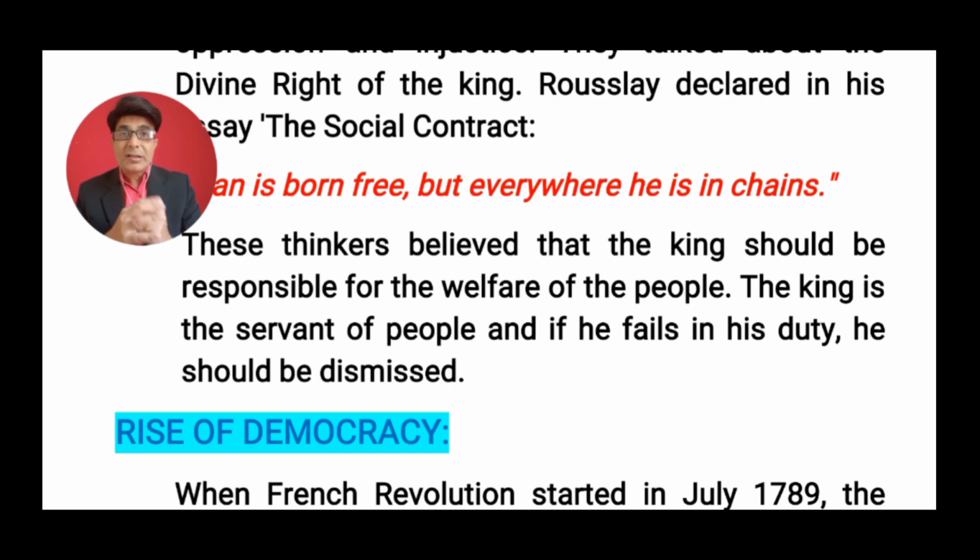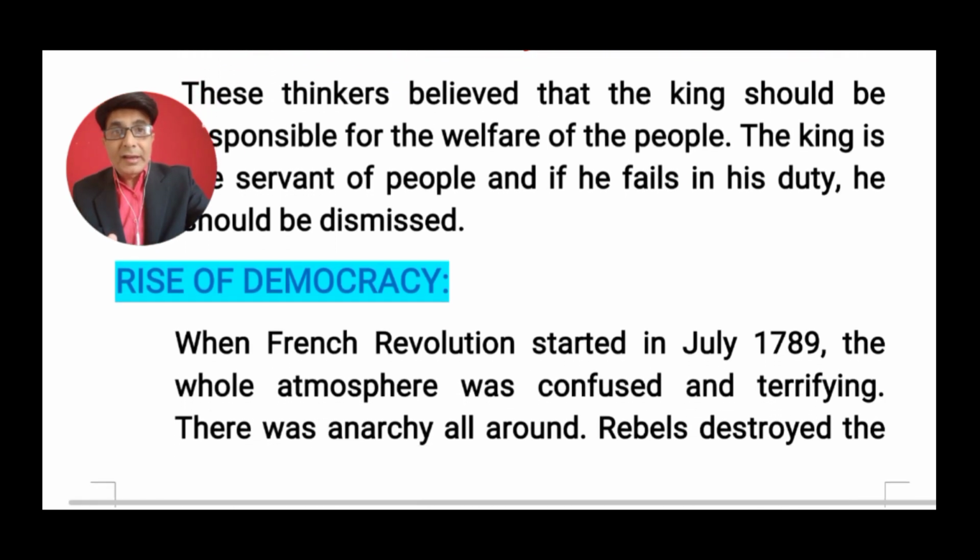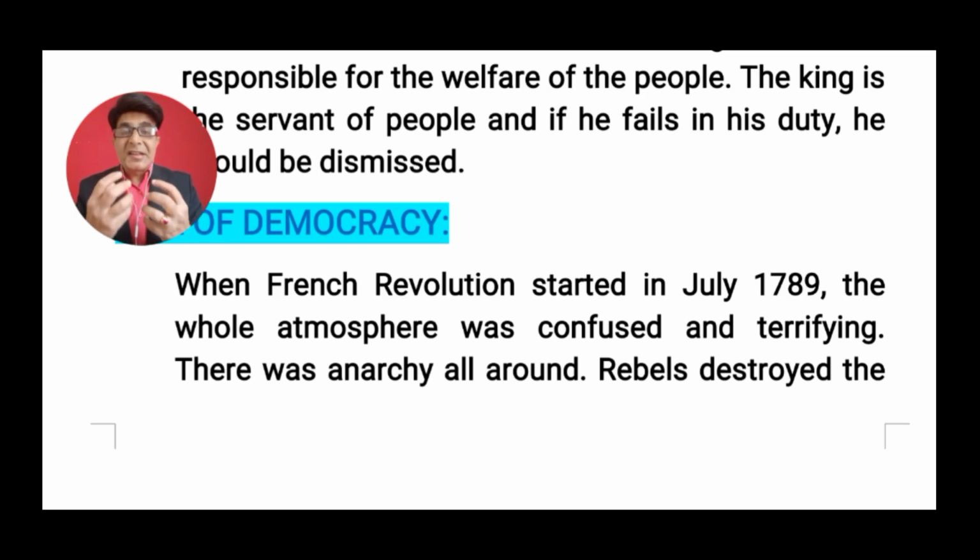The king should not support those nobles who are exploiting the poor people. The king is actually the servant of the people, right? There should be a democratic approach with all classes in the country, which was not found before 1789 in France and also in other countries. Okay, so there was a need of new democracy in France and other countries. So after 1789, you find the rise of a new democracy in the country.